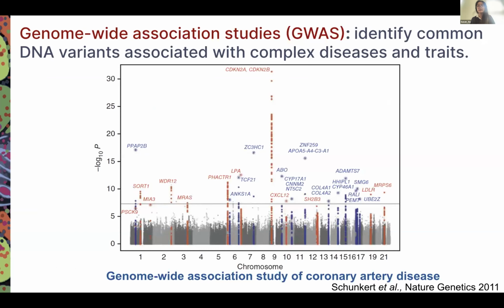So for example, this is an illustration of a Manhattan plot depicting several strongly associated risk loci. Each dot represents a SNP, with the x-axis showing the genomic location and the y-axis showing the association level. This example is taken from a GWAS study investigating coronary artery disease. So these peaks indicate those genetic variants that are found more often in individuals with coronary artery disease.